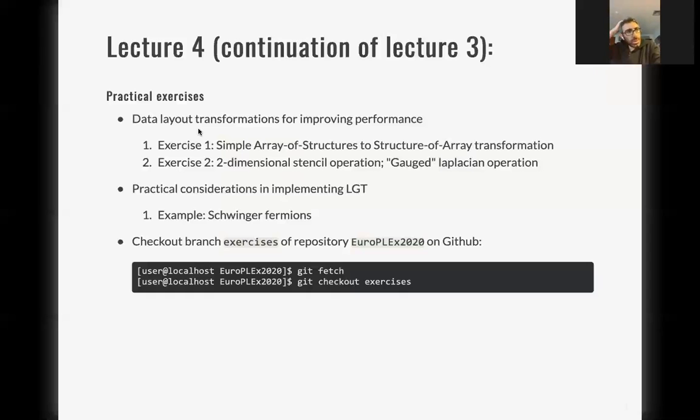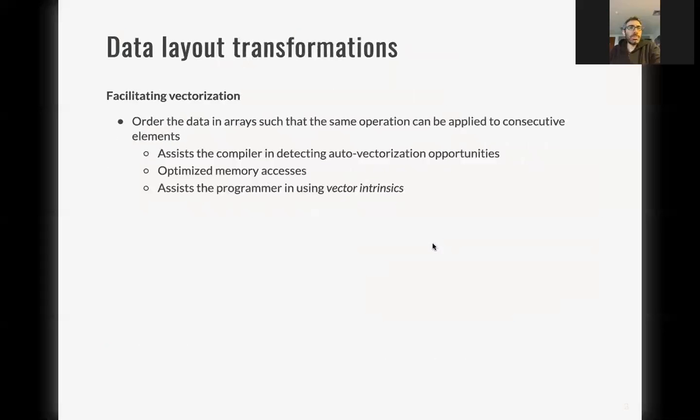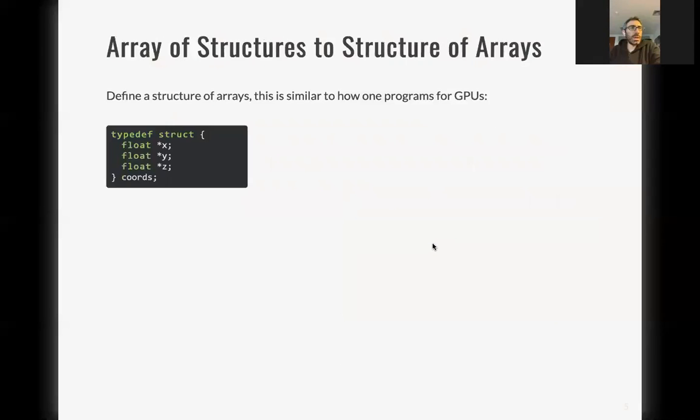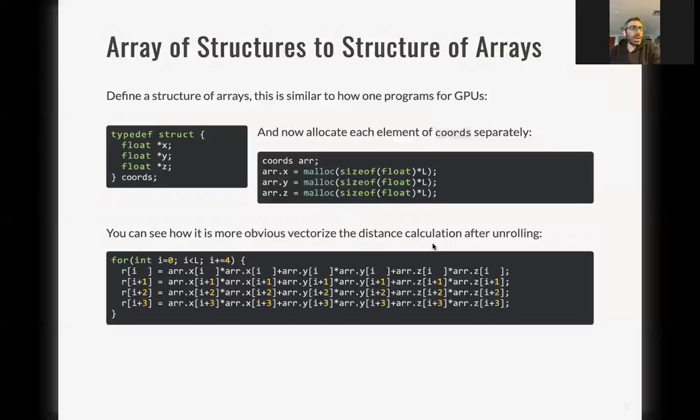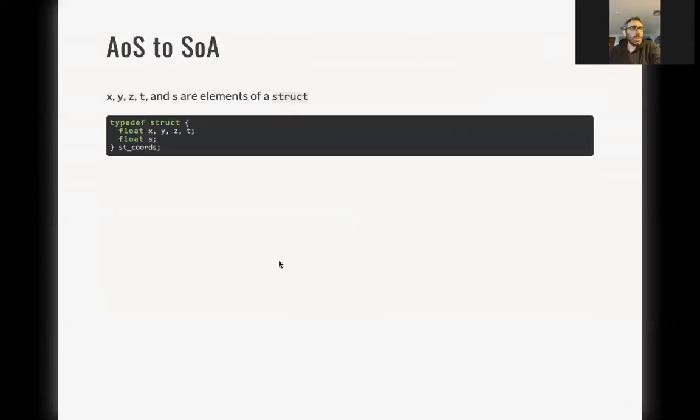That's just from last week: it's the same exercises branch of the EuroPLEx 2020 repository on GitHub. I'm going fast because these are the slides that we covered last time, but just to remind you, we had to transform the data layout of a kernel.